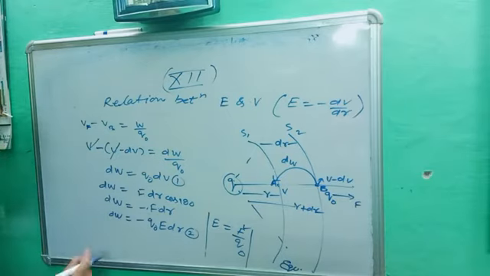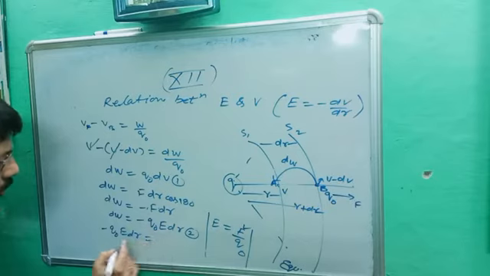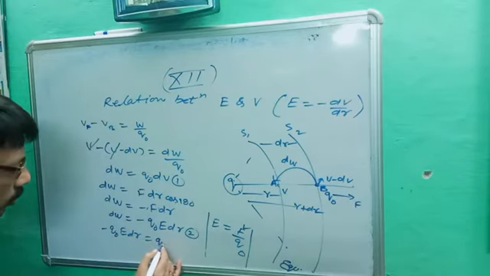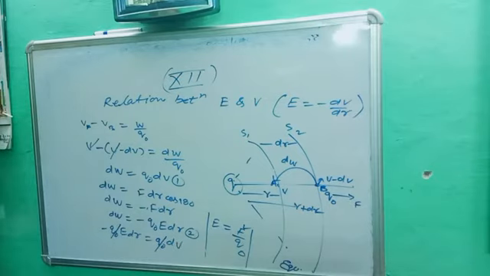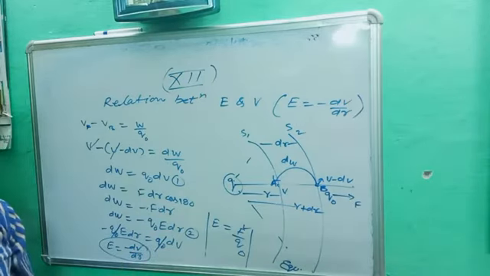Now we will combine them. What do we get here? Left equal, so right will be equal. We will get minus Q naught E dr equal to Q naught into dV. Q naught will cancel out, and we will get the exact answer: E is equal to minus dV upon dr. This is the relation between electric field and potential difference.